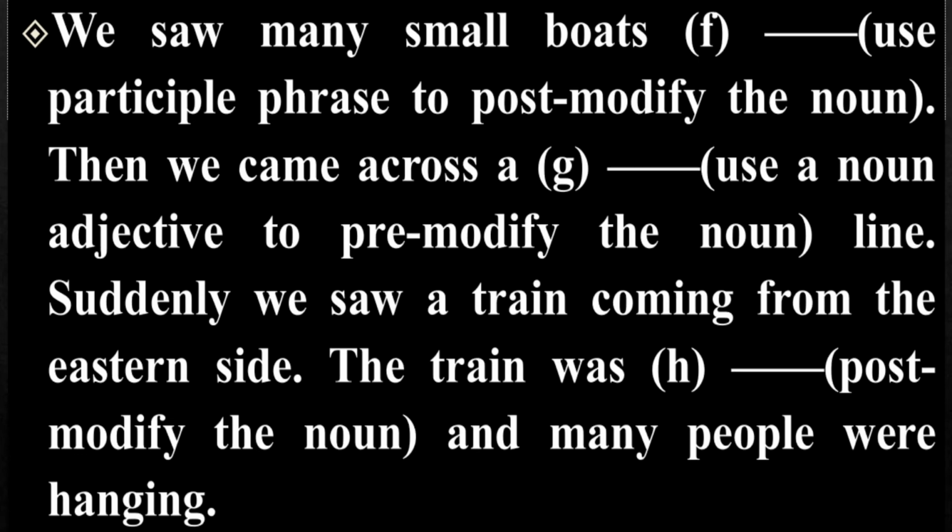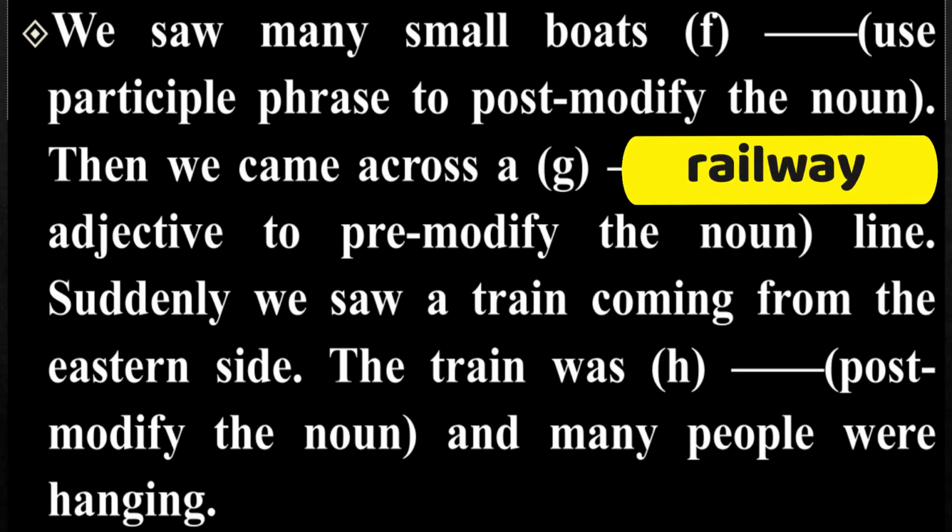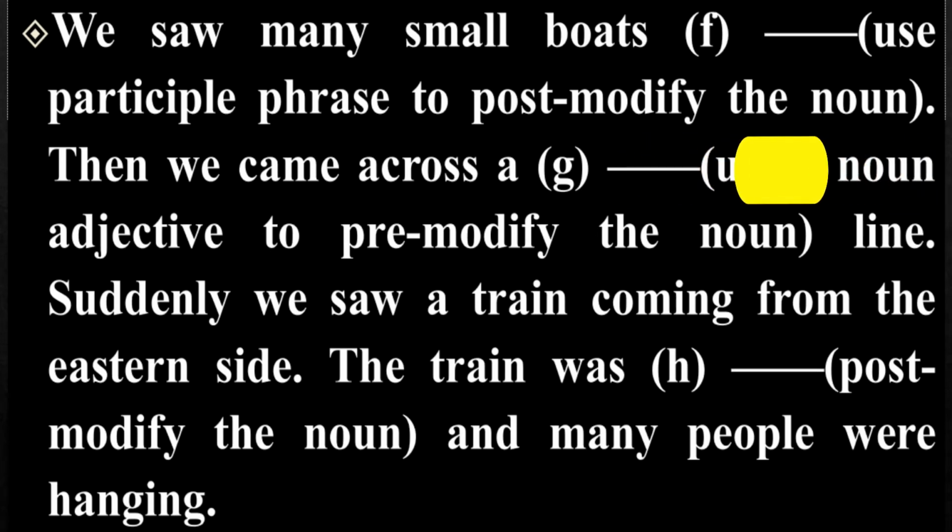Now see, then we came across a dash line. Here we are asked to use a noun adjective to pre-modify the noun. So what will be our answer? See here. We can put railway line. Then we came across a railway line. So railway will be our answer.